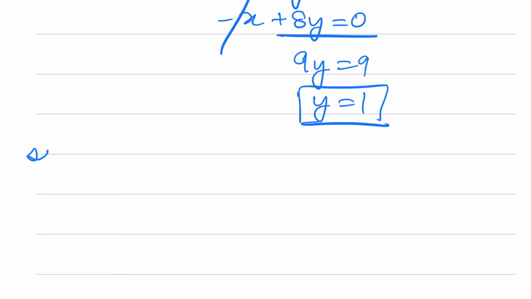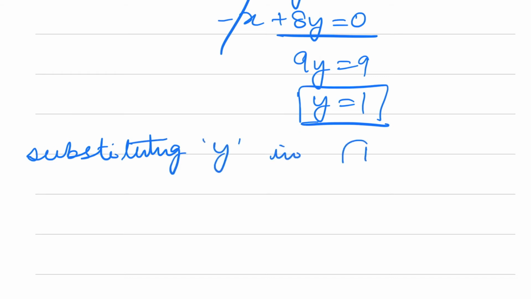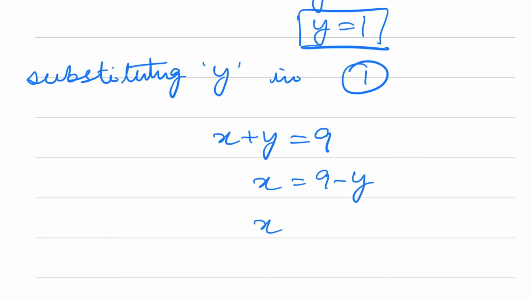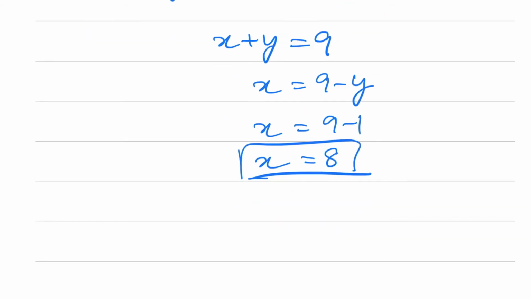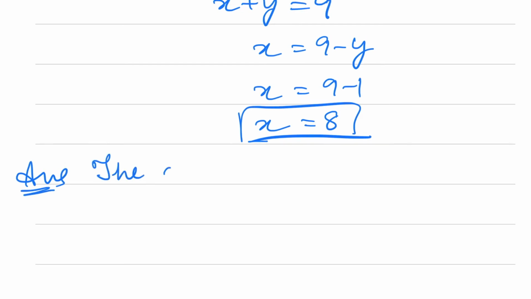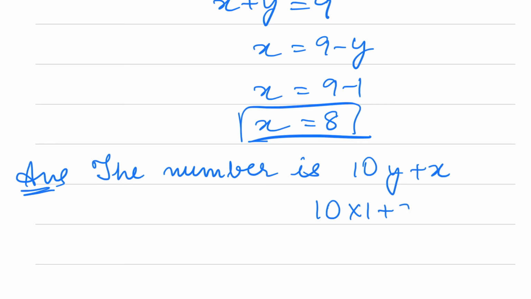Now substituting the value of y in first equation. So we have x plus y is equal to 9. X is equal to 9 minus y, so x is equal to 9 minus 1, so x is equal to 8. So therefore answer is number is 10y plus x. So we have 10 into 1 plus 8. So we have 18.